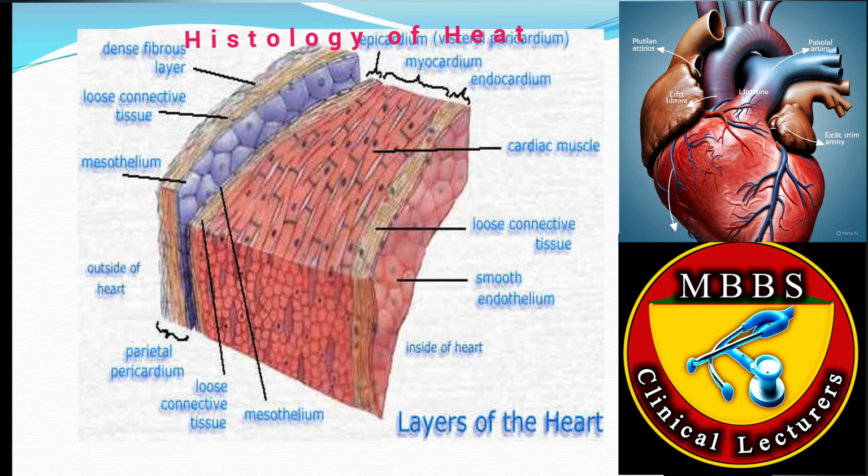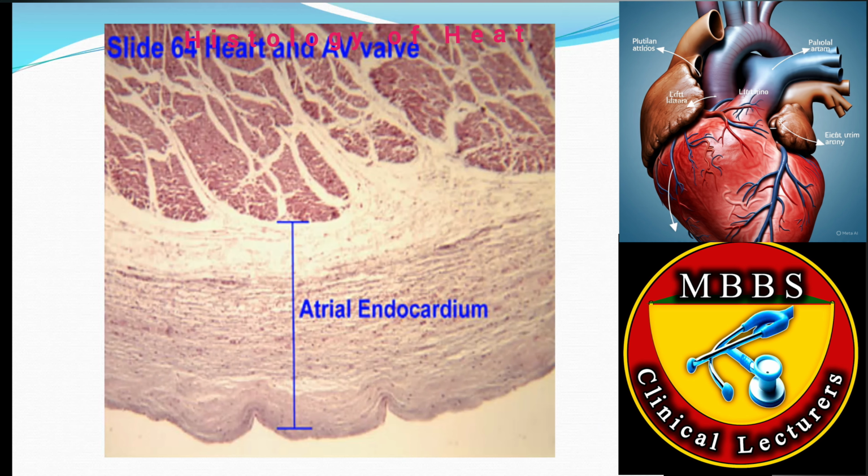Again in this diagram we can also see the coverings on the inner and outer side and the thickest muscular layer which is present here. Then you can see in the outer layers the parietal pericardium, visceral pericardium, and there is a pericardial cavity in between them. Again we can see in this diagram the thickness of the atrial endocardium.